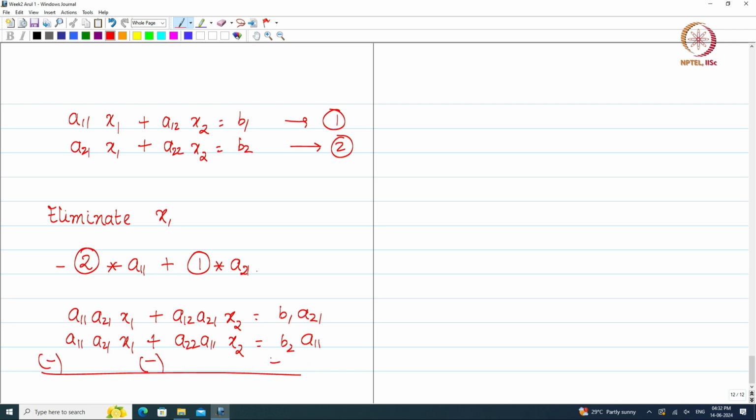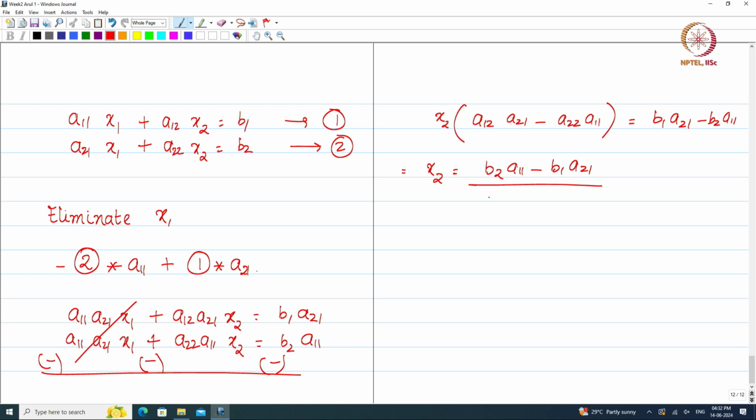So, I am going to get this. So, this gets knocked out. So, what I have is x2 into a12 a21 minus a22 a11 is equal to b1 a21 minus b2 a11. I will just do a small rearrangement here. I am going to write this as x2 is equal to b2 a11 minus b1 a21 divided by a11 a22 minus a21 a12.